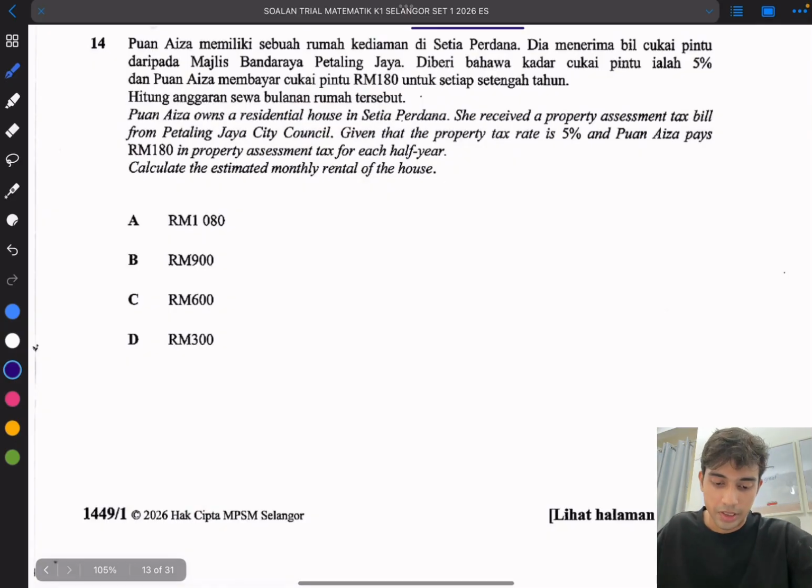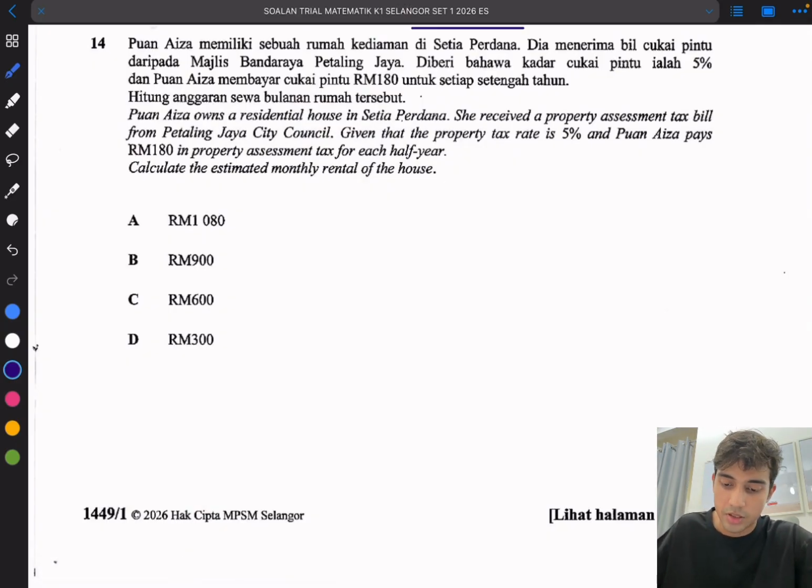Alright, question 14. Puan Aiza owns a residential house in Setia Perdana. She received a property assessment tax bill. Property tax rate is 5%. Puan Aiza pays 180 ringgit in property tax assessment for each half year. Okay, so half a year she pays 180 ringgit. So basically this is 6 months lah. 6 months she pays 180 ringgit for tax.